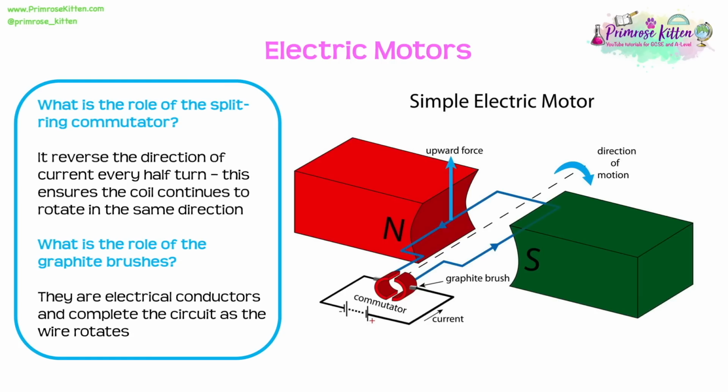We might also be asked, what's the role of the graphite brushes that we can see here? Well, these are of course electrical conductors. You should remember that from chemistry. And they complete the circuit as the wire rotates. However, they're not having permanent contact.